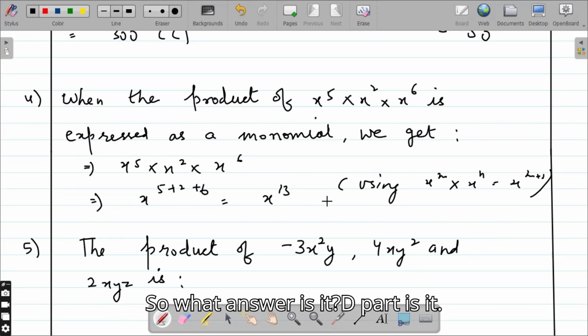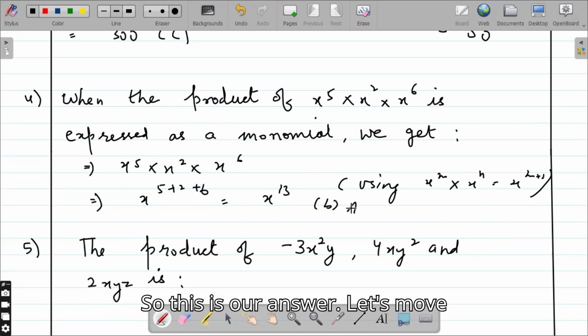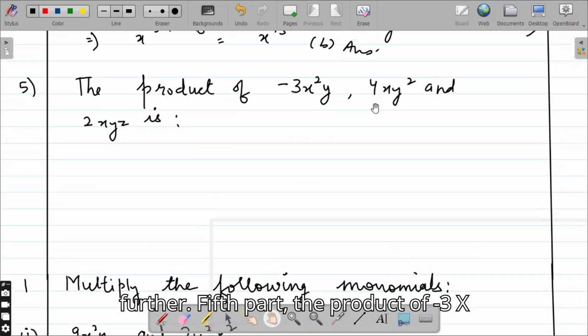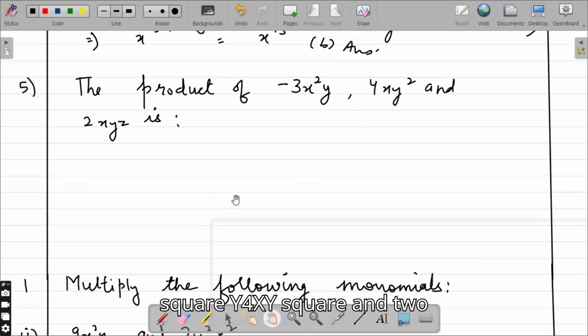So what answer is it? B part it is. So this is our answer. Let's move further. Fifth part: the product of minus 3x square y, 4xy square and 2xyz is.